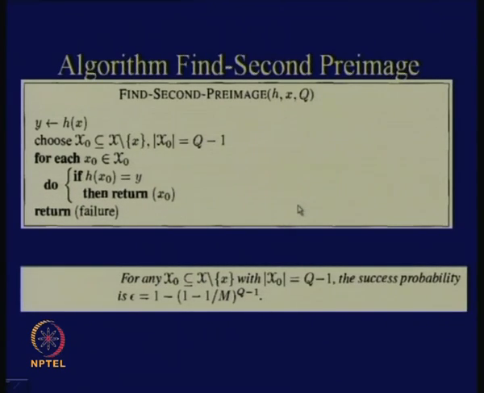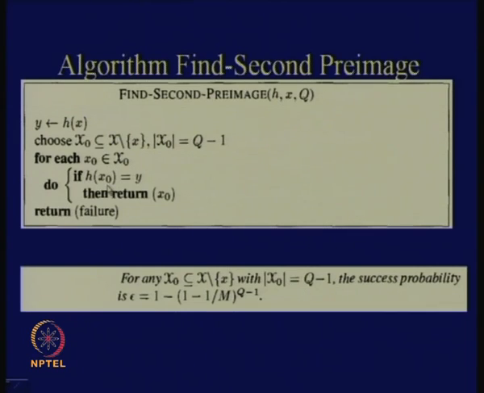So, in the second pre-image problem, you have been provided with the function h and you have been given the value of x, and from there you have to give the second pre-image, which means that you have to give an x dash which is not equal to x, but which results in the same hash output. Okay. So, the first step will obviously be to calculate the value of h(x). Okay. So, you calculate the value of h(x) and then you choose a subset x naught excluding the value of x, of course, right. So, you choose any other subset and therefore, the size of x naught is suppose q minus 1, okay, and then you repeat the same process.